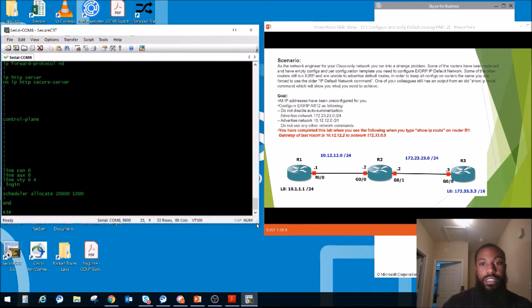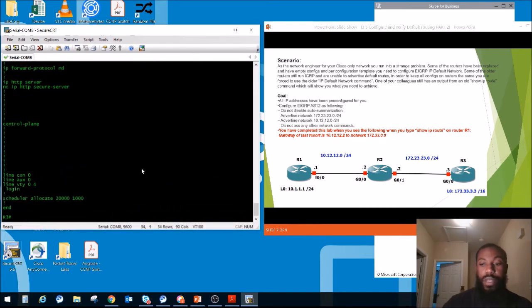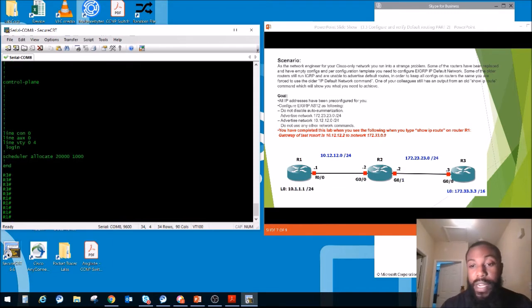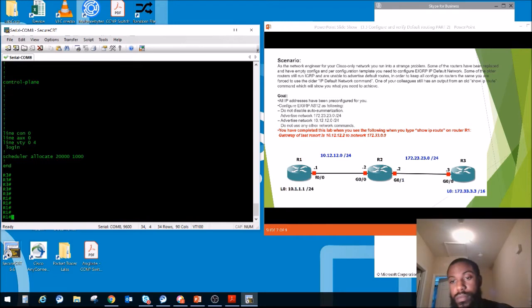We are now consoled into router 3. Let's go ahead and change that to router 1. I need an access server. I got one console cable, and I'm doing this one at a time, y'all. If anybody wants to donate to your boy. That was kind of loud in here. All right, so all the IP addresses have been pre-configured for you. For me, I already pre-configured them on this.